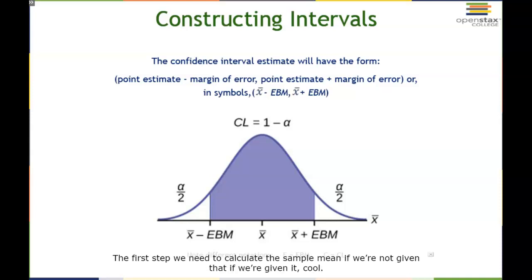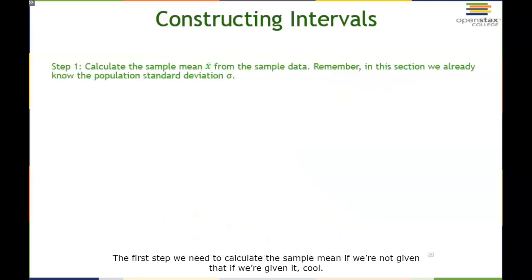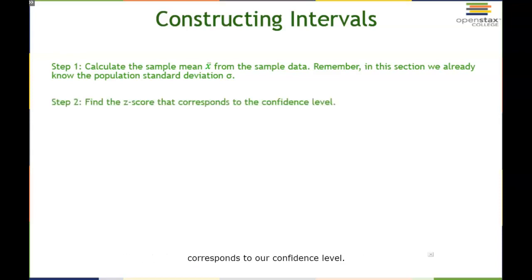So there are 5 steps. The first step, we need to calculate the sample mean if we're not given that. If we're given it, cool. If we're not, we're going to have to calculate it. Now, we already know our standard deviation of our population. That will be a given, for at least this section, 8.1. Then we're going to find the correlating z-score that corresponds to our confidence level. Most of the time, it's going to be one of those common confidence levels, and therefore just use your chart to say what the z-score is. If not, I'll show you a way of calculating it, but it's easier just to use the chart.